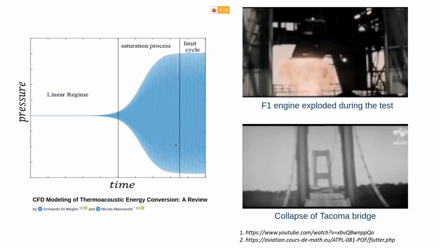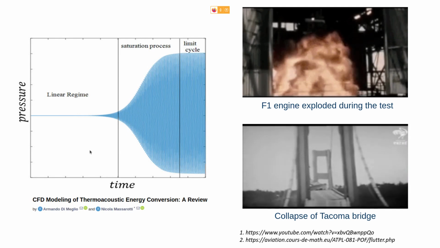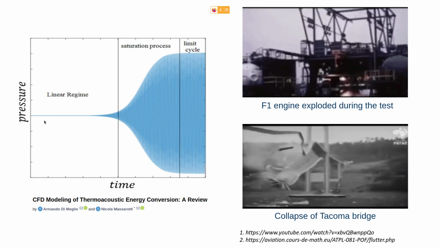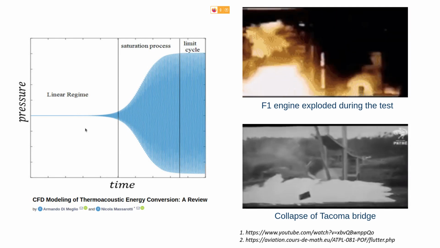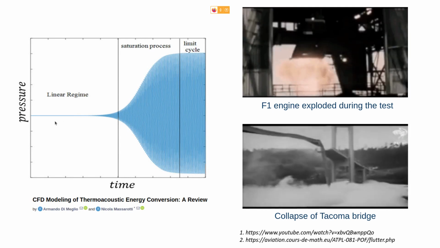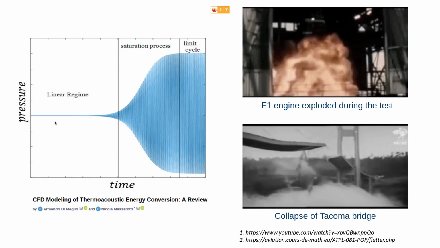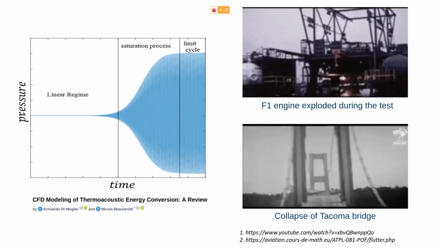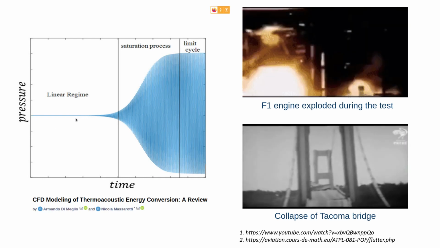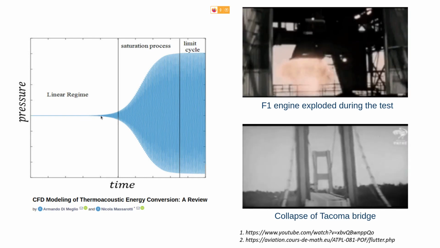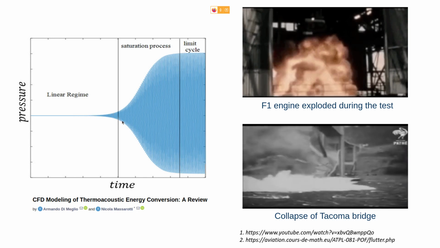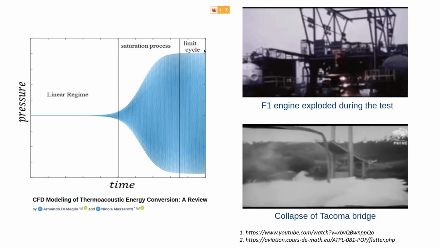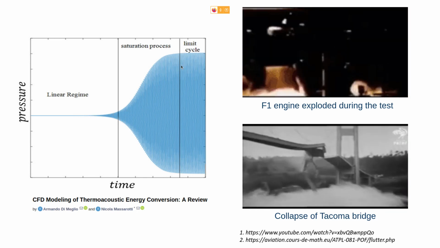Now here on the left I am showing a sample pressure time series from CFD modeling. It's not an experimental result, but a CFD modeling result. You can see that initially the system remains at very low amplitude, in quiet conditions, and slowly it gradually increases and goes to high amplitude oscillations.